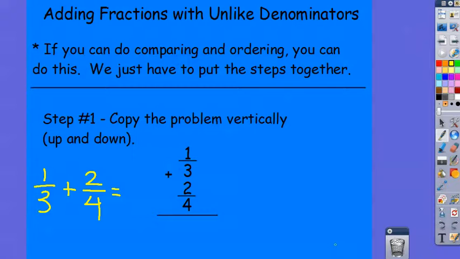Alrighty, today we are going to be adding fractions with unlike denominators. So we've been adding fractions with like denominators, and when we see fractions that don't have like denominators, we want to make sure that we change them so that we can add them.